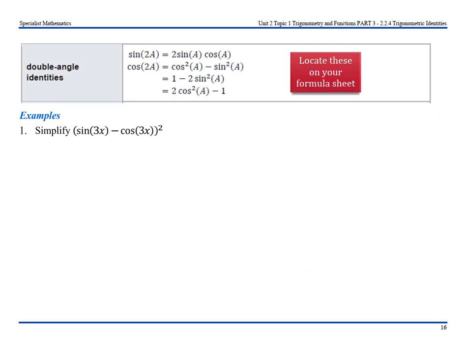So at the top of this slide, I've put those formulas from your formula sheet. So let's simplify sine of 3x minus cos of 3x, all squared. Expand our brackets, we end up with sine squared 3x minus 2 lots of sine 3x cos 3x plus cos squared 3x.